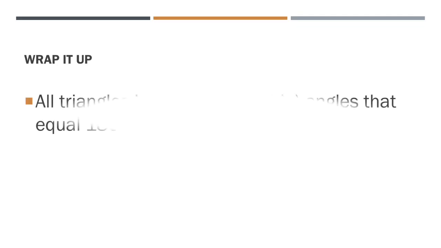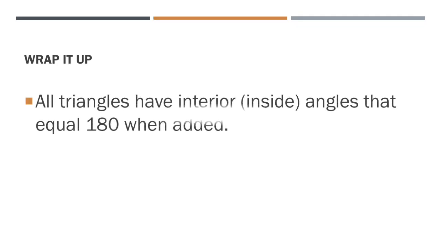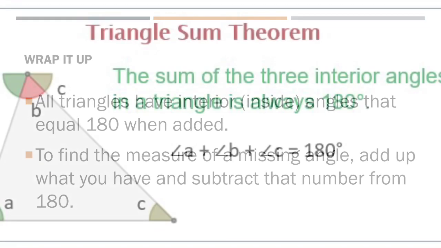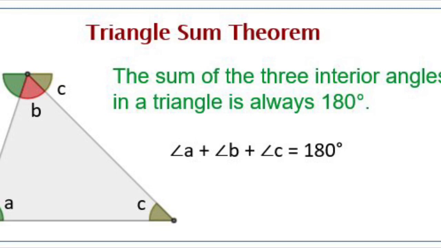So let's pretty much sum it up. A triangle is a shape with three sides and three vertices. Those three vertices have an angle measure whose sum is always going to equal 180 degrees. The interior angles, meaning the inside angles. To find the measure of the missing angle, add up what you have and subtract that number from 180. You can see this as algebra, or you can see this as arithmetic. Right now it's up to you, but eventually algebra is going to become a lot more helpful.